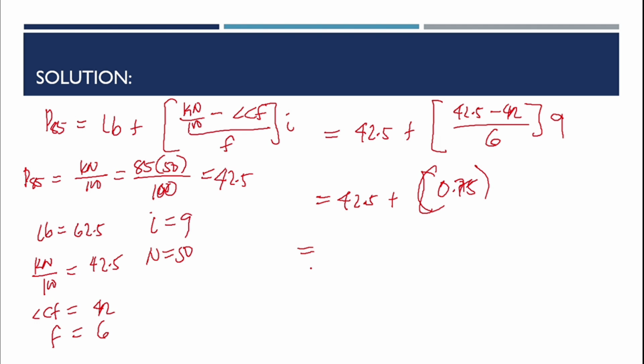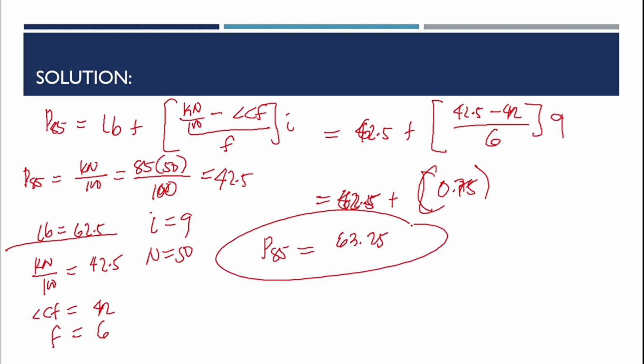By the way, it is not 42.5, this is 62.5, here, the LB. 62.5 plus 0.75, we have 63.25. So this is our P85. Our P85 is 63.25. Okay, that's all for the quartiles, deciles, and percentiles.